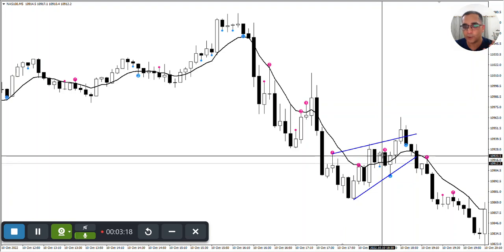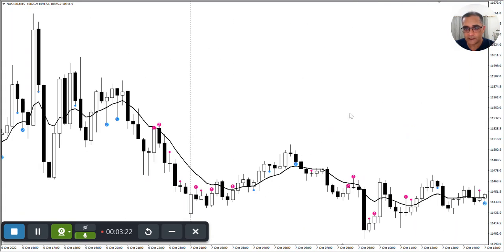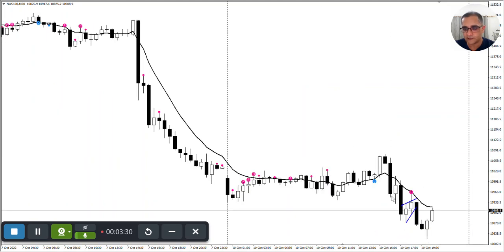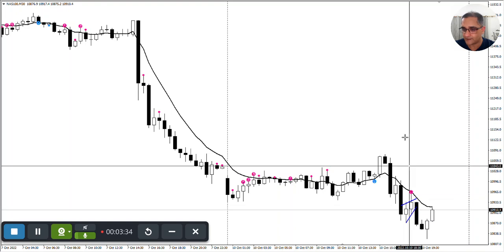It's actually a pullback. So if I was going to go to, let's say, a 15-minute chart, as you can see here, for a 15-minute chart, it's actually a second pullback. If I were to go to a 30-minute chart, it is actually a first pullback. So you have a trend candle, a pullback, and a pullback.